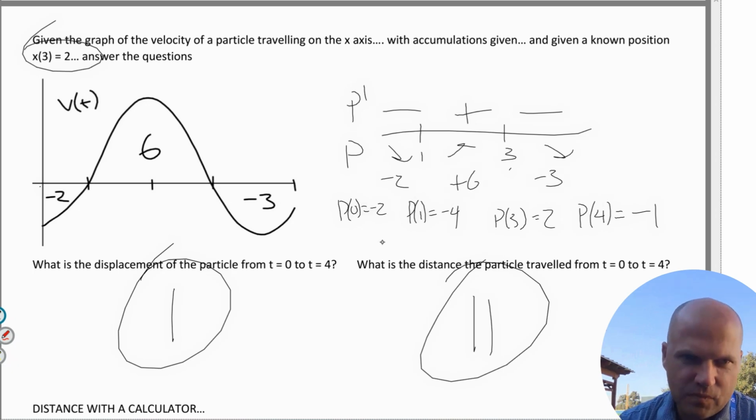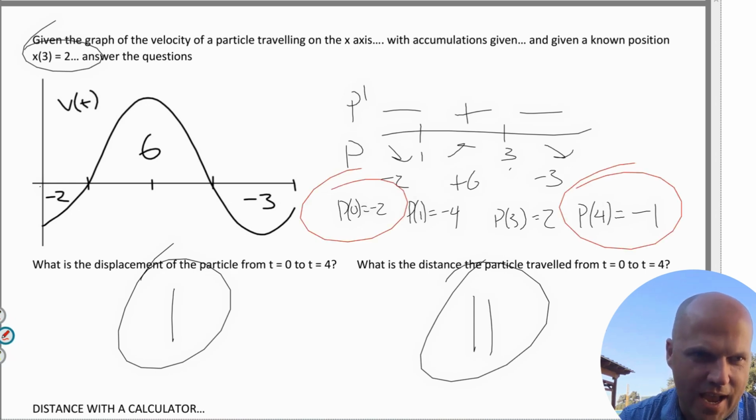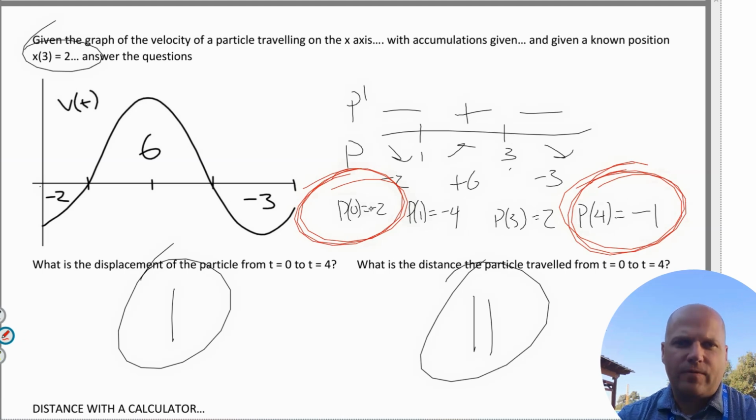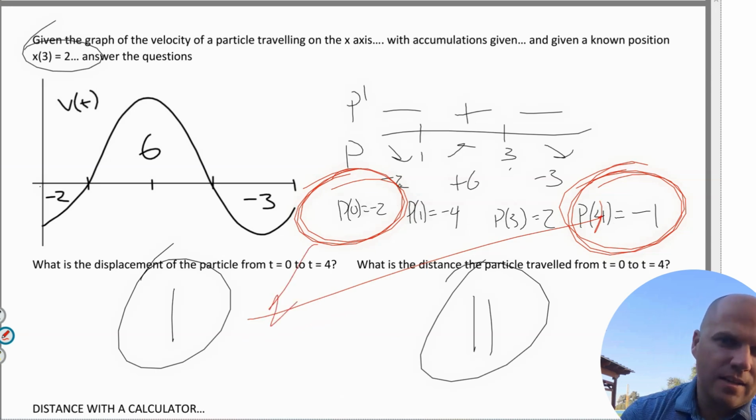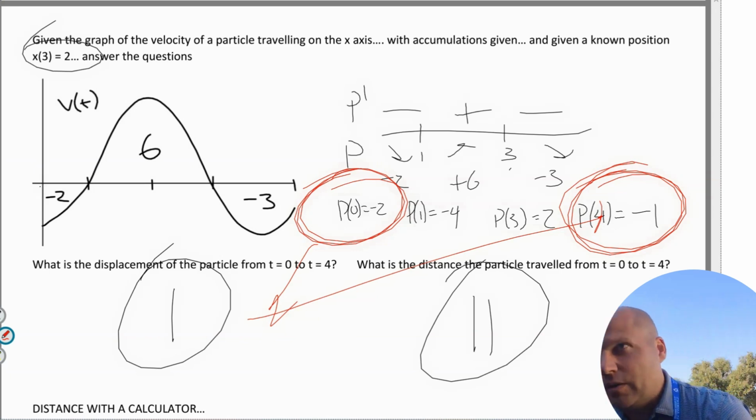But look, overall, at the end of the day, I'm 1 to the right of where I started. I went from -2 to -1, plus 1, but I went left 2. I went right 6. I've traveled 8. I went left 3. I traveled 11.